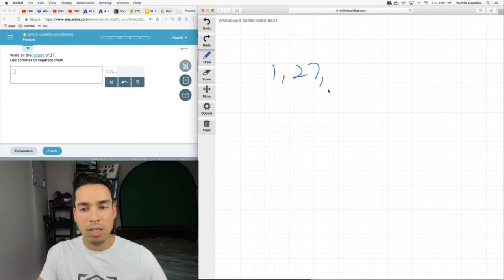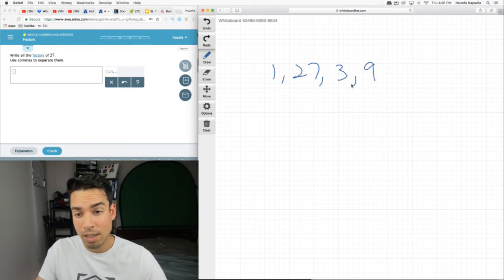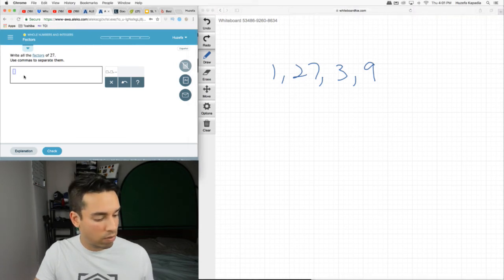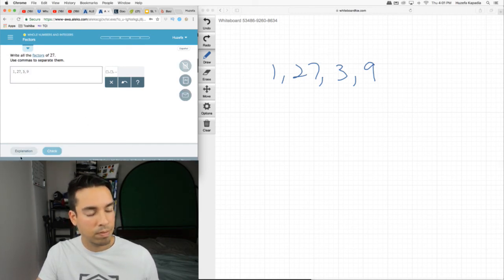Now let's think about numbers in between. I also know that 3 can go into 27, and 3 times what is 27? 3 times 9 is 27. And this is it. These are the only factors of 27. So we got 1, 27, 3, and 9. And order doesn't matter, I think, for these entries.